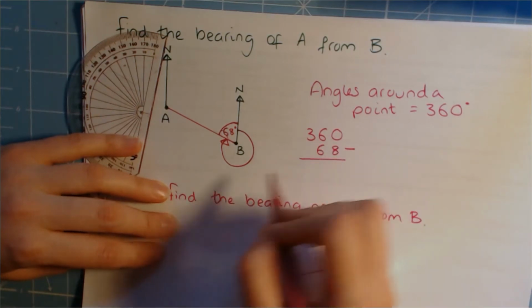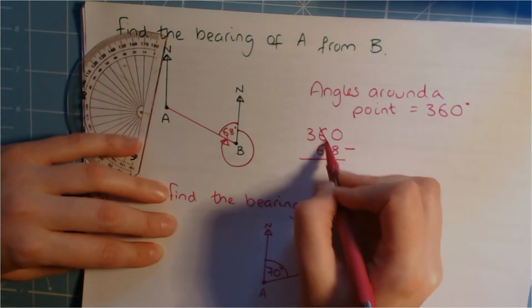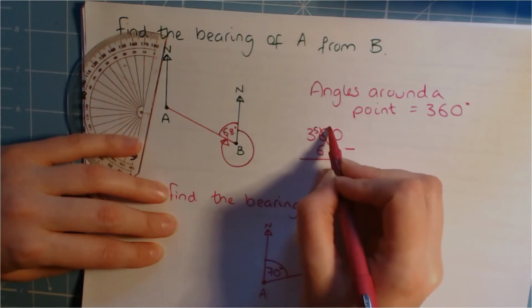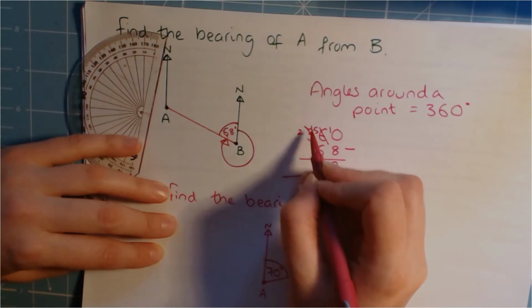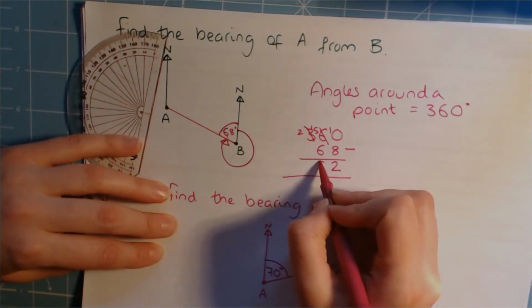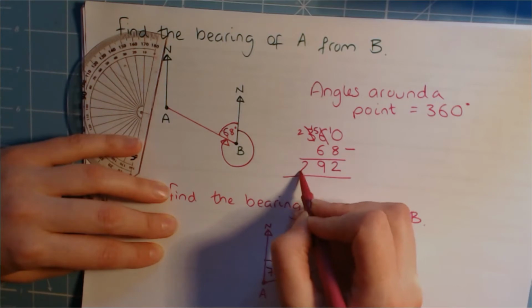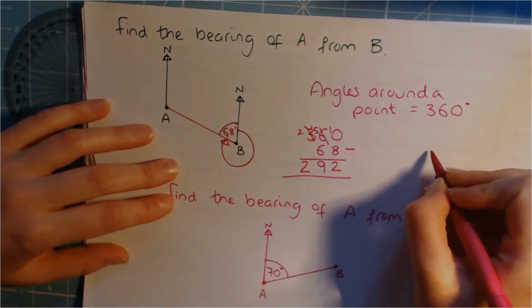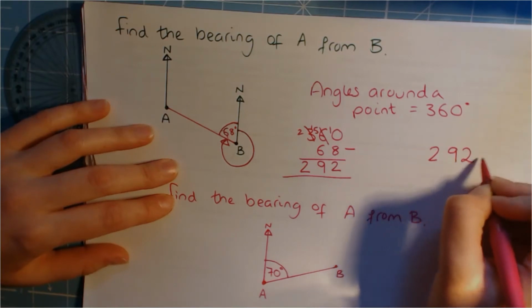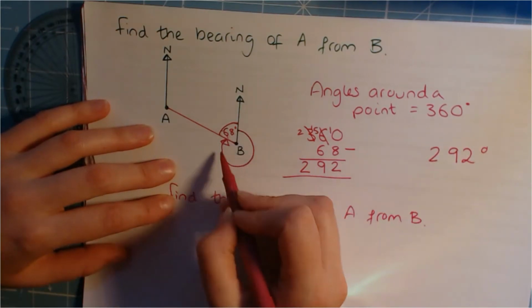Okay, and for that we're going to have to just do a bit of shuffling around up here. So we're going to get 2 there. Take from there. Okay, 9, 2 subtract nothing is 2. So our bearing is going to be, so I'm going to pop this one over here, 292 degrees. Okay, that's what that angle is.